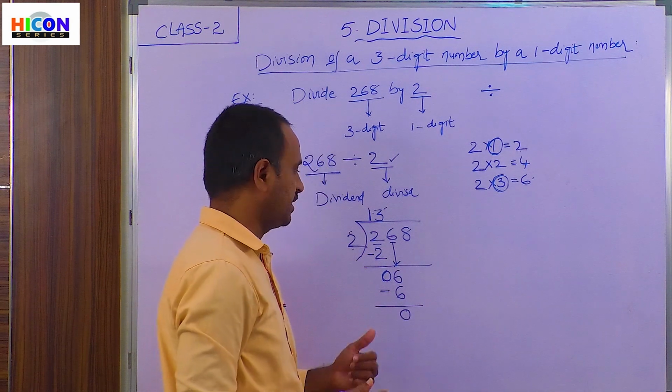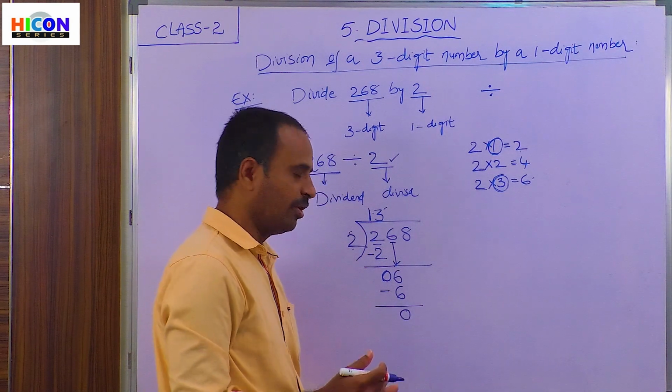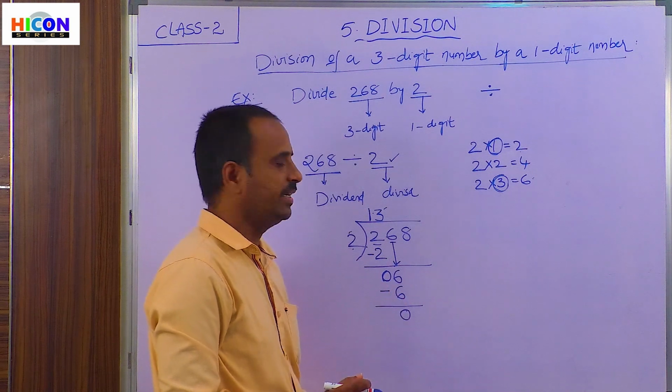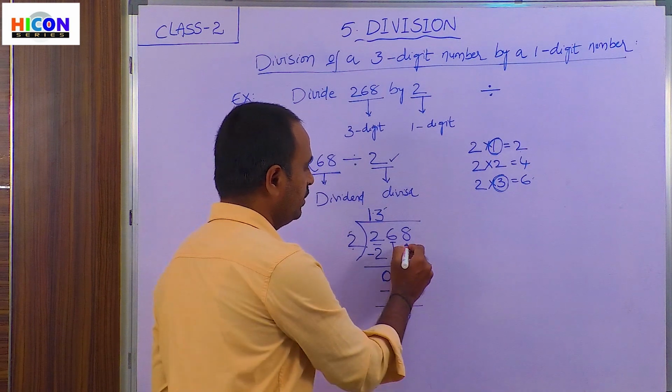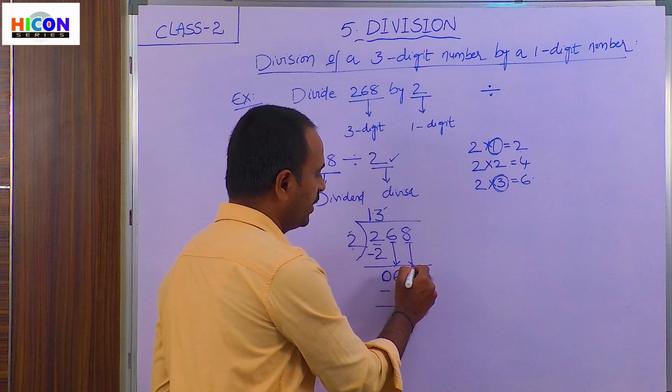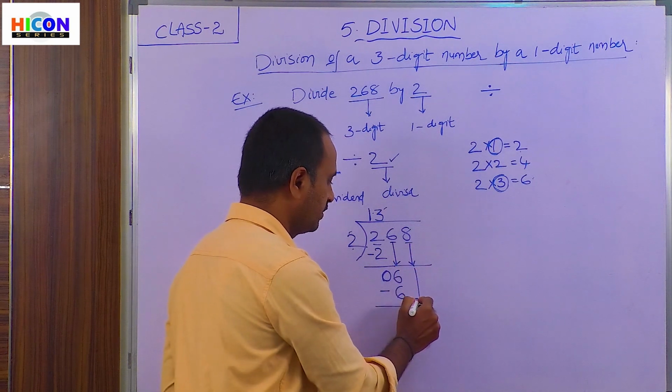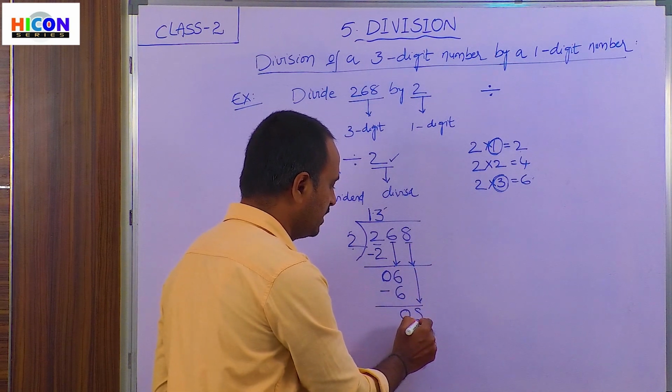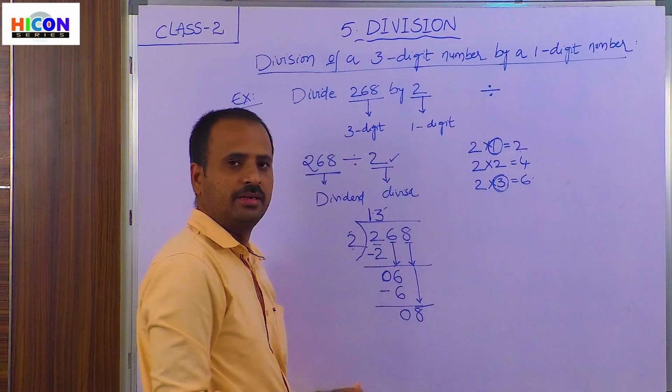So children, the second digit is also completed. Now bring down the third digit. What is the third digit here? So 8 is the third digit. So bring down the third digit. So the third digit is 8. So we have got 8.